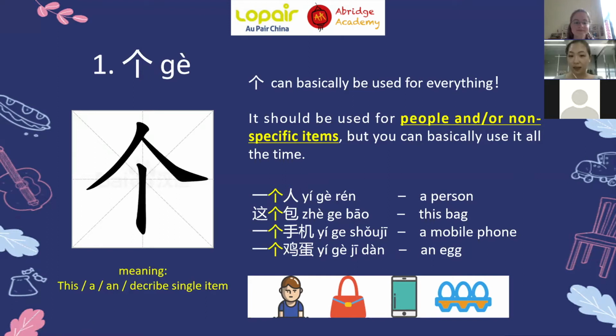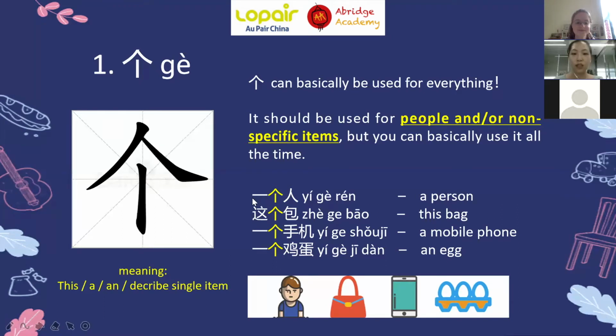一个人, in English, a person. 这个包, this bag. 一个手机, a mobile phone. 一个鸡蛋, an egg. In English, there's no translation of this character because it is a measure word only in Chinese. So it's hard to translate exactly in English. So I highlight all of them so you get to know how to use them.